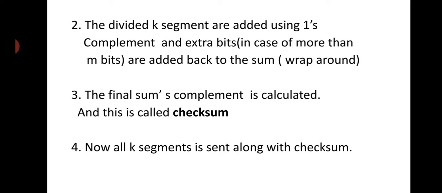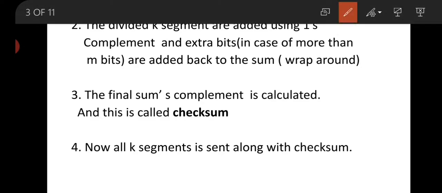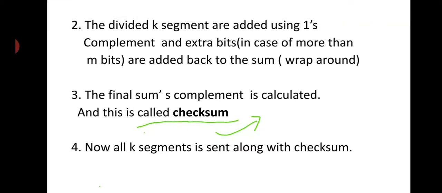Our third step is that the complement of the final sum is calculated. Whatever sum is calculated, we find the complement of that sum, and the complement of the final sum is called the checksum. Now all k segments are sent along with the checksum. The checksum is attached to the data and it is ready to transfer. Now what happens at the receiver end?